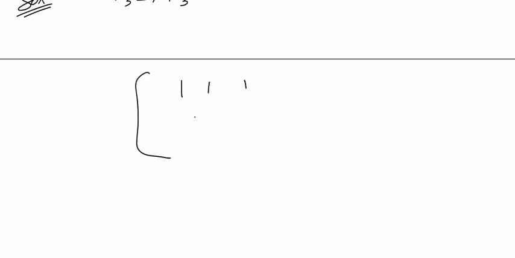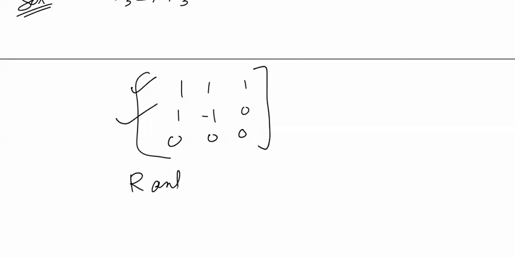R1 is not getting changed, R2 is not getting changed. You can definitely say R3 gets changed to 0 0 0. Any other row transformation, can you make any other row 0? No, you won't be able to do it. Now we have a property which says the number of non-zero rows will give the rank. So how many non-zero rows do we have? 2. This will give you the rank, right?